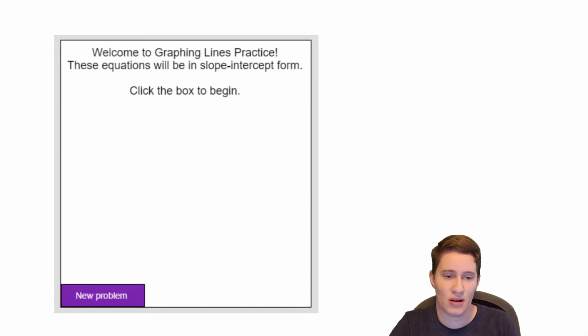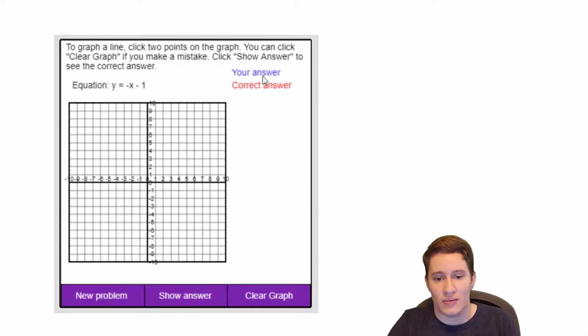Okay, so check this out. On my website, link in the description, I've got what I think is pretty cool graphing lines practice. These equations are in slope-intercept form. Click the box to begin. So click new problem. We've got a key up here. Our answer that we draw is going to be in blue. The correct answer will be in red. And we're going to click 2 points on here, and then we can click show answer to compare.